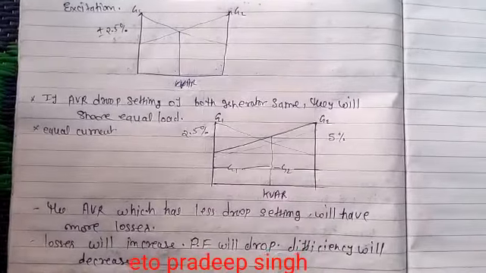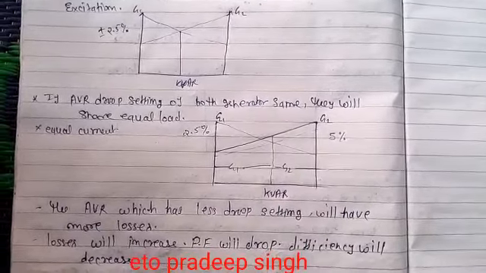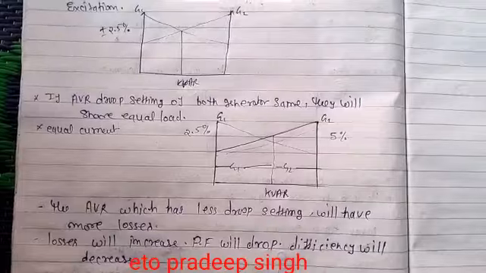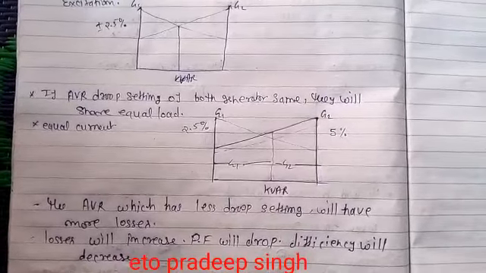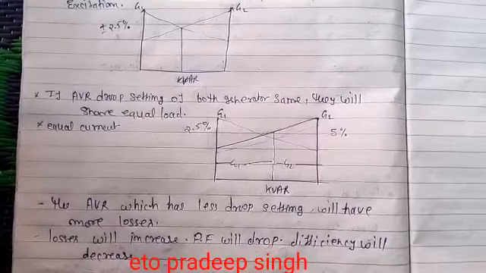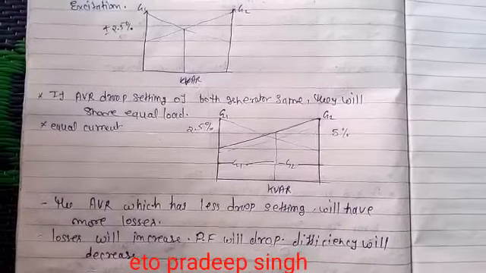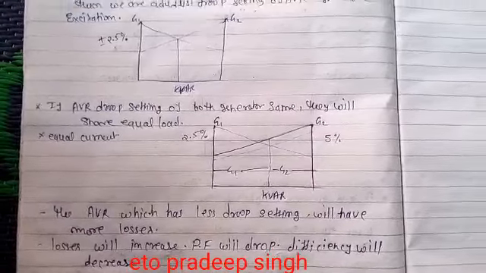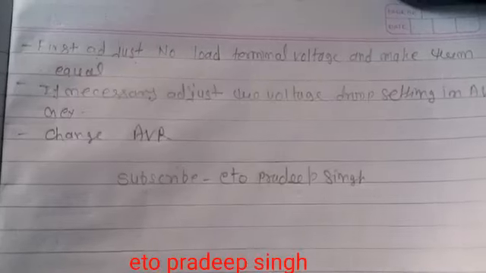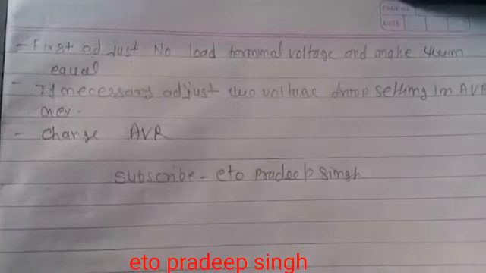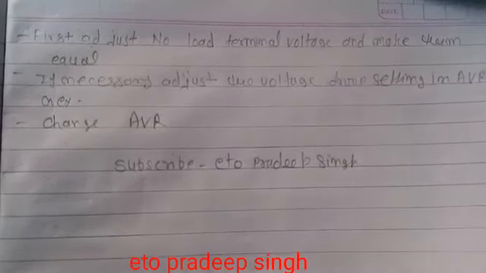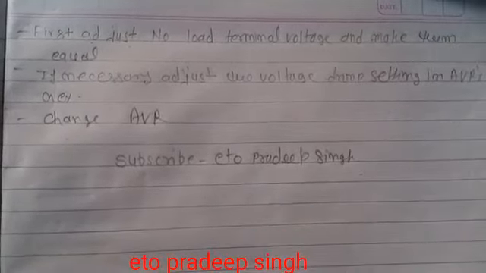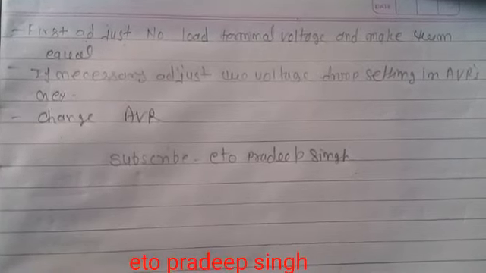If the AVR has a lesser droop setting, more losses will come. Losses will increase, so power factor will decrease. Power factor will decrease, so the current will be disturbed. When this type of unequal current problem comes on board, there is nothing to worry about.